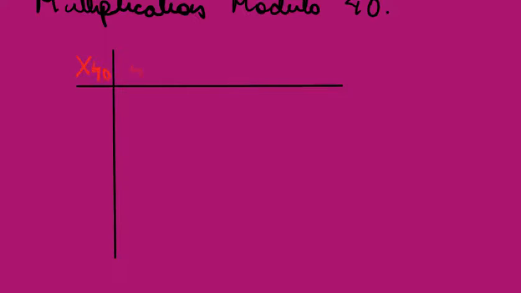So the elements are 5, 15, 25 and 35. Similarly here also 5, 15, 25 and 35. So you see, this is a multiplication modulo 40. That means any value greater than 40 will have to be reduced by subtracting 40.